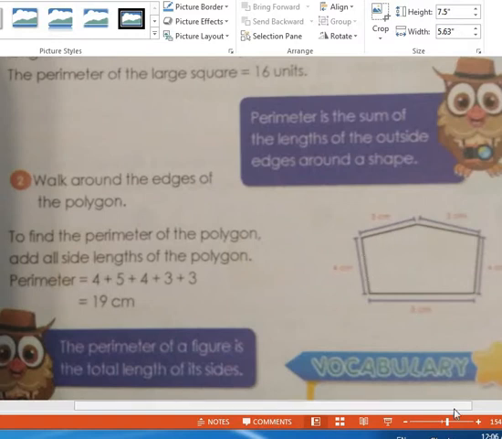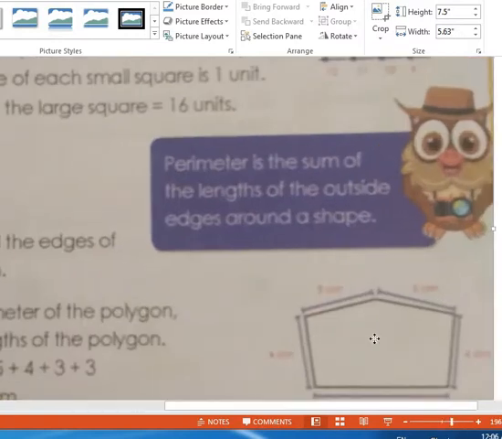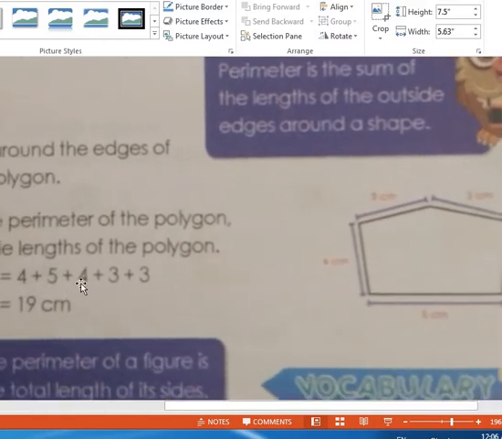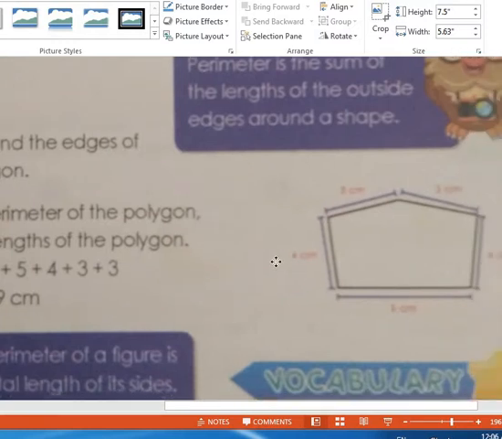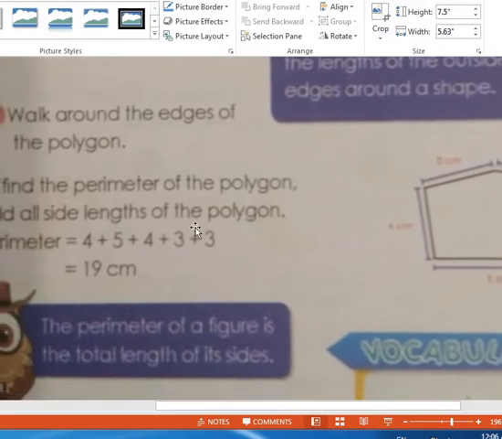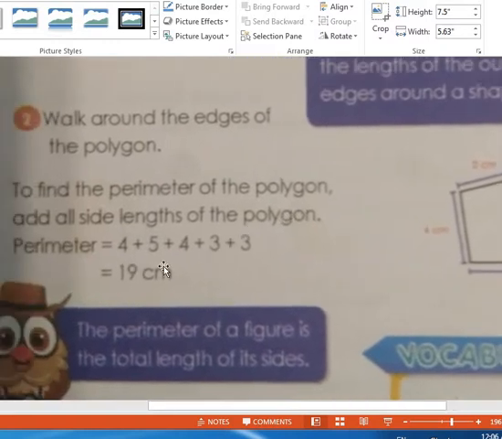I will enlarge this for you so I can see well. 4 plus 5 plus 4 plus 3 plus 3. So the perimeter here is 4 plus 5 plus 4 plus 3 plus 3. Then the total of them will be 19.